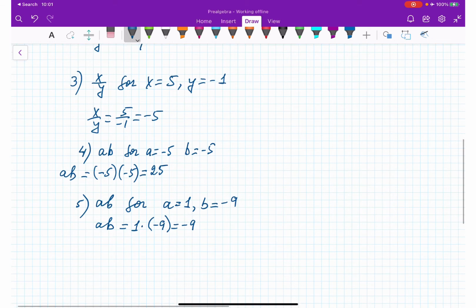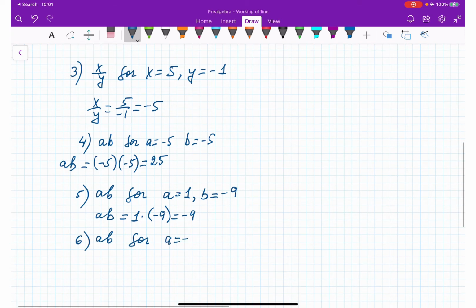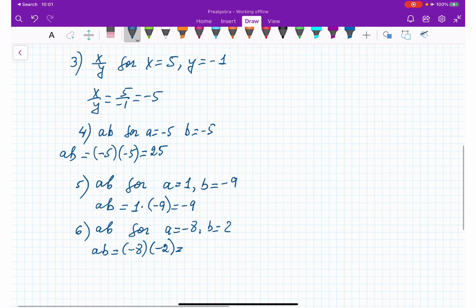Question number 6. Evaluate ab for a is equal to negative 8, b is equal to 2. So ab is equal to negative 8 times negative 2, positive 16. Oh, our 2 is positive. Okay, sorry. I don't even need to put parentheses if it's positive. So positive 2, and negative 16 will be our result. Right?